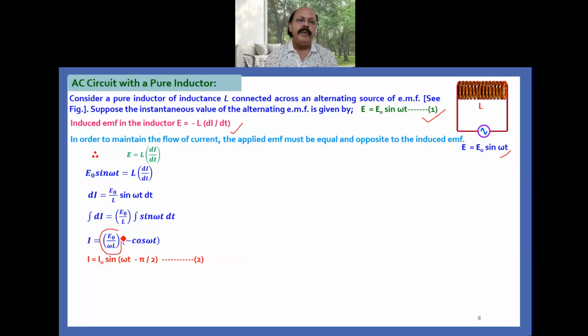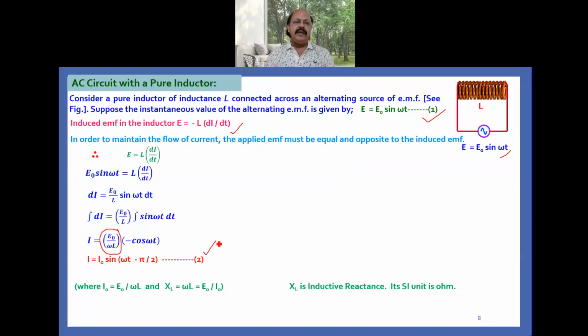E naught upon omega L. This omega L is XL, that is inductive reactance, and E naught upon XL or omega L is the maximum current. So I equal to I naught sin omega t minus pi by 2. Mark this equation number 2. Here I naught equal to E naught upon omega L, and XL equal to omega L, which is equal to E naught upon I naught, where XL is called inductive reactance and its unit is ohm.